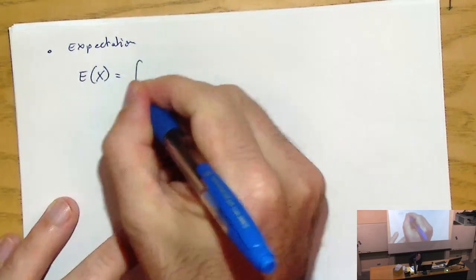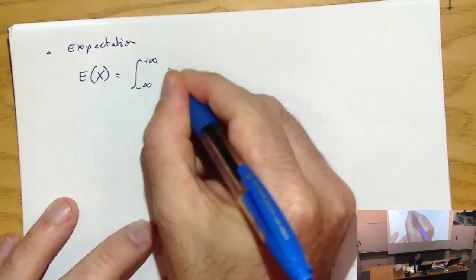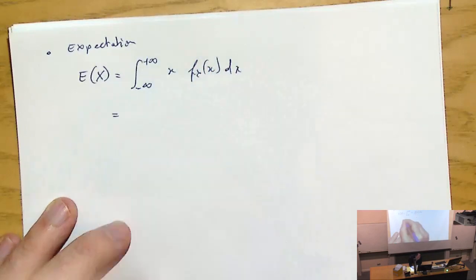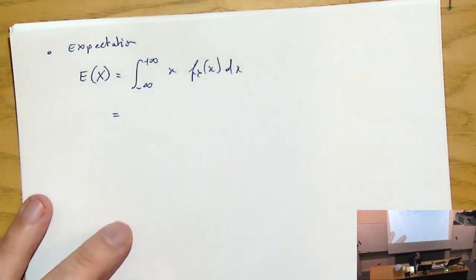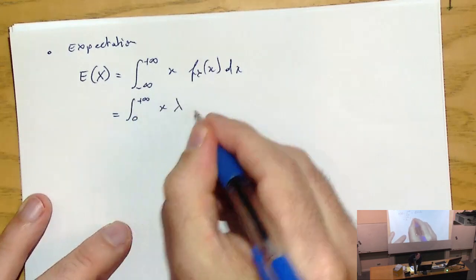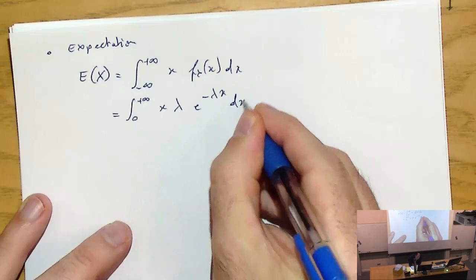Well, again, that's the definition. X multiplied by f_X of x dx. An exponential random variable is always positive, so this is the integral between 0 and infinity of x lambda e^(-lambda x) dx.